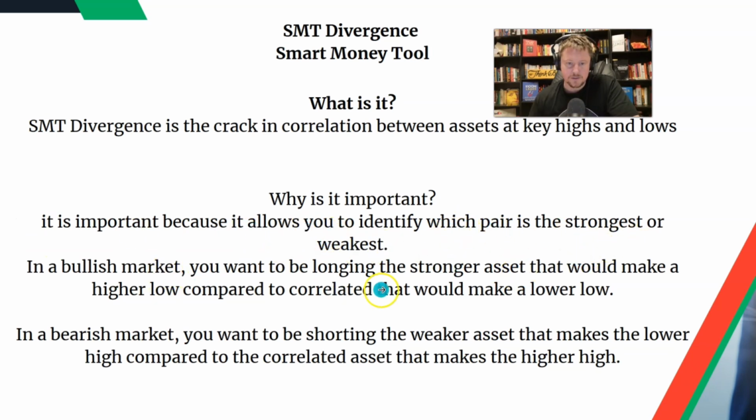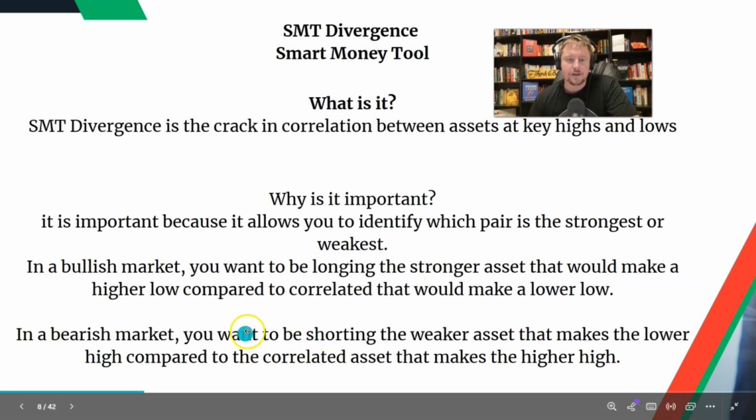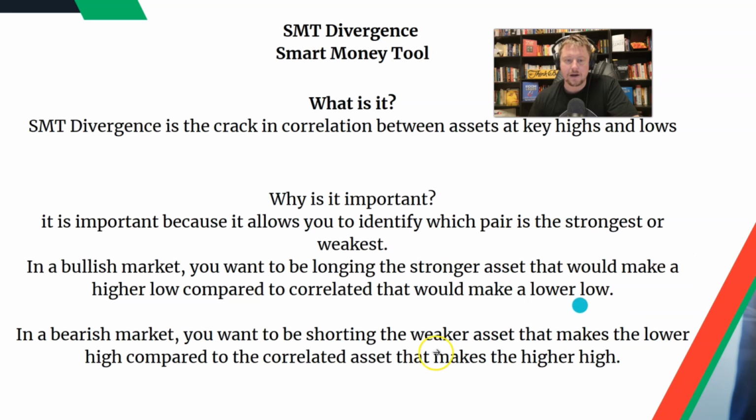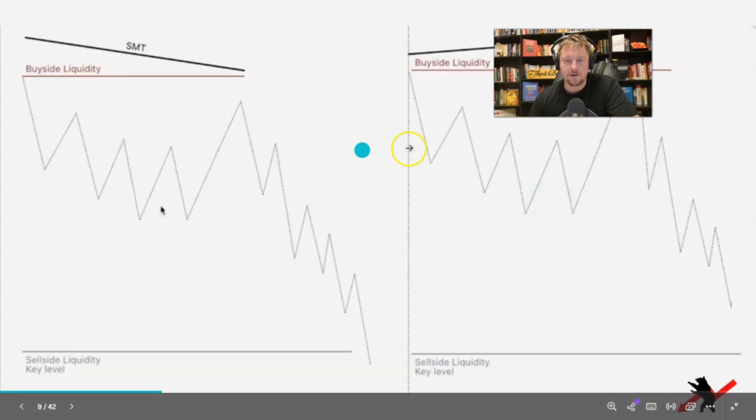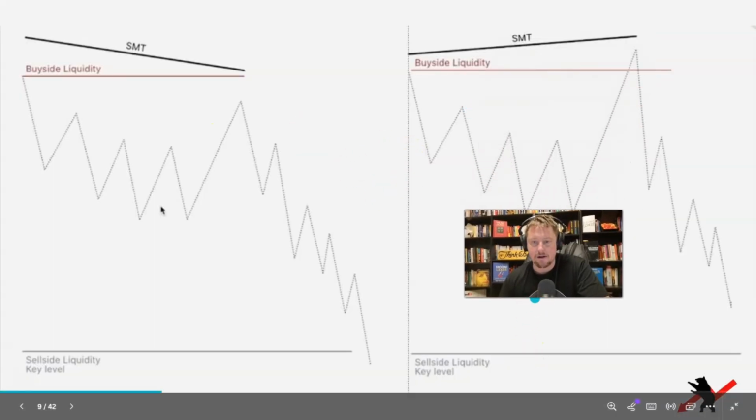Very powerful. In a bullish market, you want to be longing the stronger asset that would make a higher low compared to the correlated asset that would be a higher low. In a bearish market, you want to be shorting the weaker asset that makes the lower high compared to the correlation of the other assets. Very, very powerful. Okay, so here's an example of a bearish SMT.